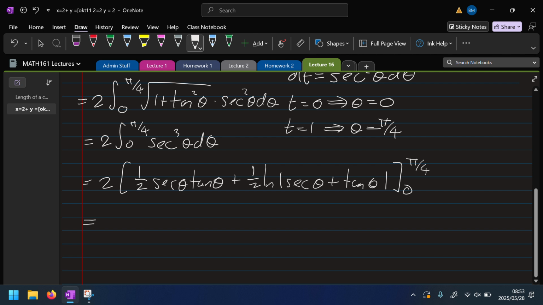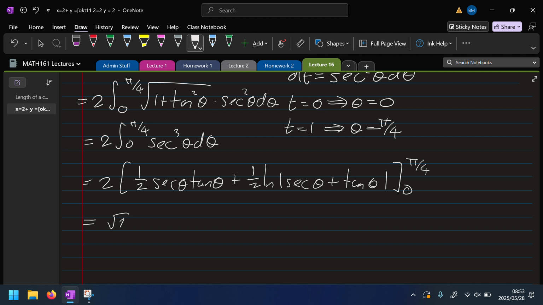Okay, now it's just a matter of substituting. So pi over 4, tan of pi over 4 is just going to be 1, so we can just put 1s there. And then sec of pi over 4, that's just going to be root 2. Right, because cos of pi over 4 is 1 over root 2, so sec of pi over 4 is just root 2. So this will be 2. Oh, we don't need the 2. The 2 can go inside to cancel the halves.